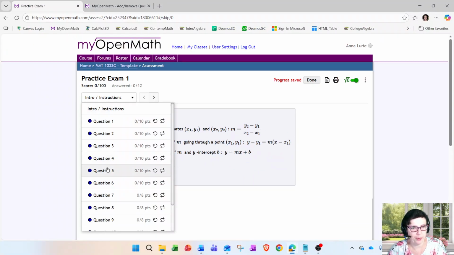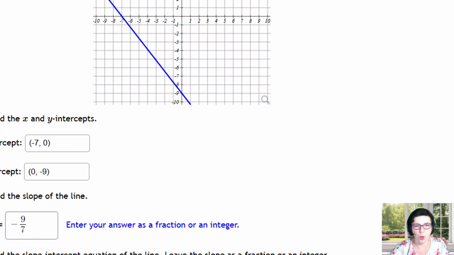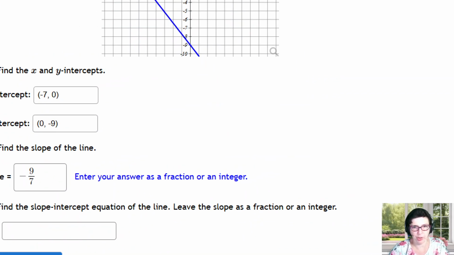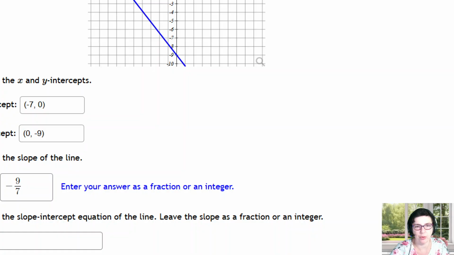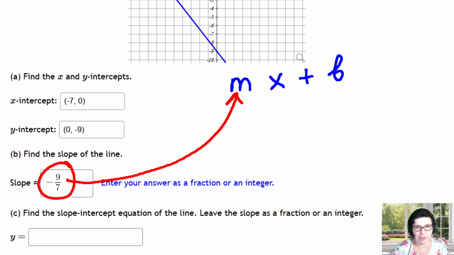Okay, so let's go back to the question. We already know that it's supposed to be y equals. Y equals is already here, so we don't have to fill that out. So it's going to be mx plus b. What is m? M is the slope. So take the slope right here and replace m with that slope, and you keep x the same. So we're going to get negative 9 over 7x. Then it's going to be plus b.